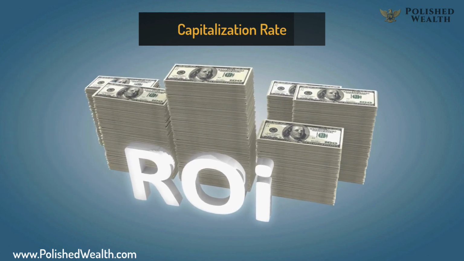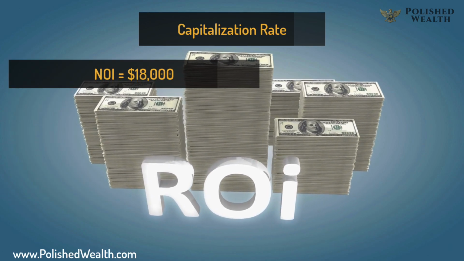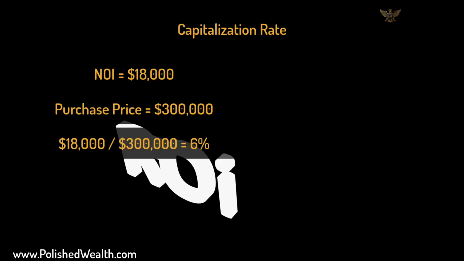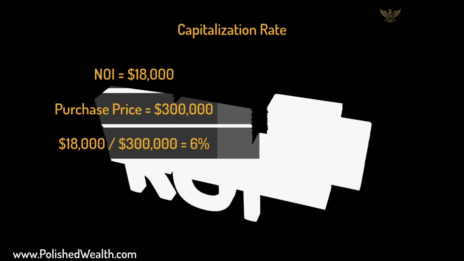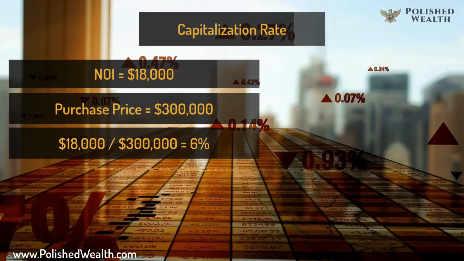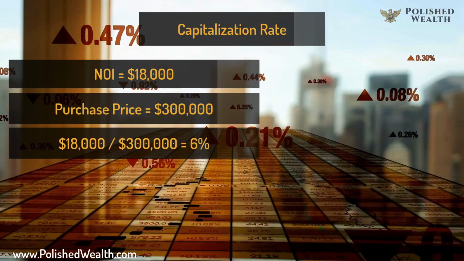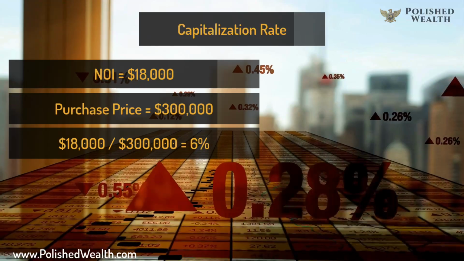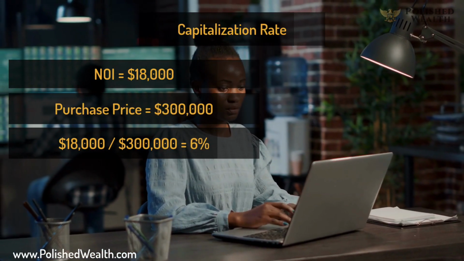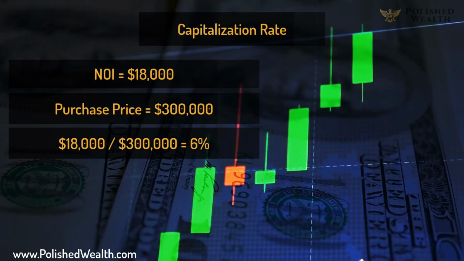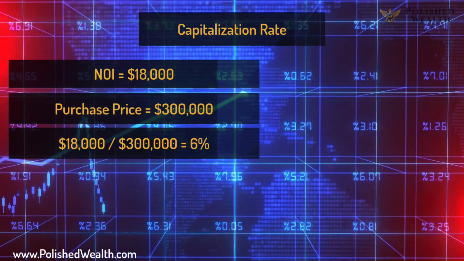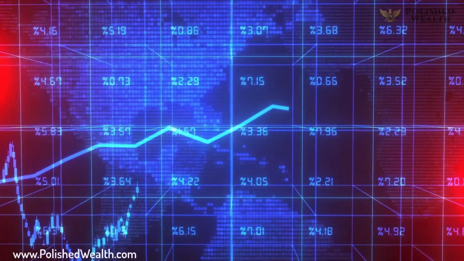Next, divide this NOI of $18,000 into the purchase price of $300,000 and multiply by 100 to get the percentage, or cap rate. $18,000 divided into our $300,000 purchase price gives us 0.06, which when multiplied by 100 gives us a cap rate of 6%. I think of it like this: I invested $300,000 to receive $18,000 in net operating income, which gives me 6% before servicing the mortgage.